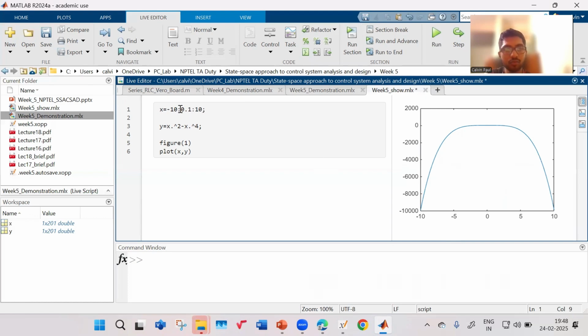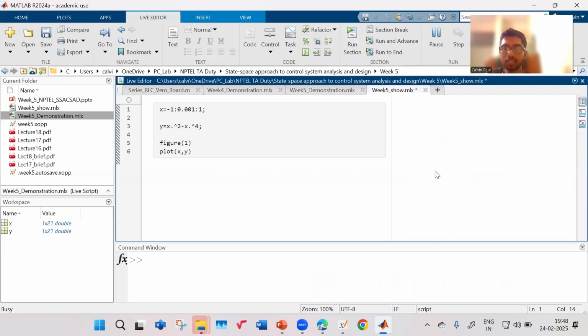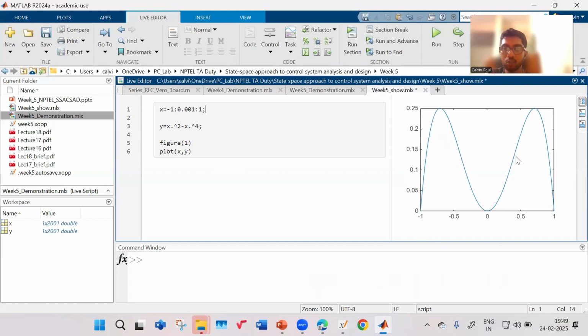Another way: let me show again from -1 to 1. We can see it is positive, and you can see that it looks disjoint. To fix this, I can increase the resolution, changing the step to 0.001. In this case, the curve will look smooth.